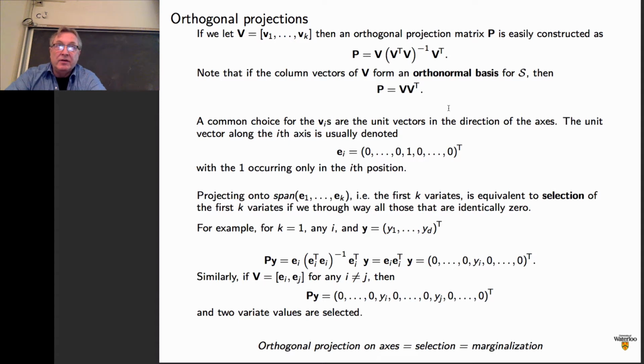What's the dimension of V as a matrix? How many rows, how many columns? K rows and K columns? Nope. Close. Number of columns is easy: K. How many rows? D rows. And if K is less than D, that's not a square matrix. So I don't know what you're talking about when you say you want the inverse of that. Okay, so that's not going to happen in general.